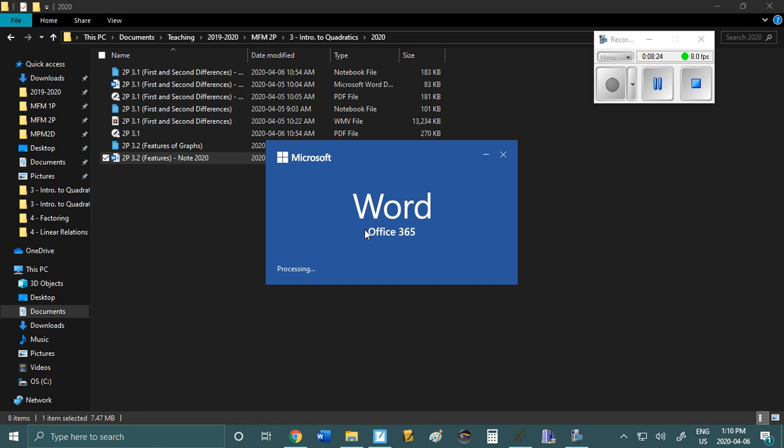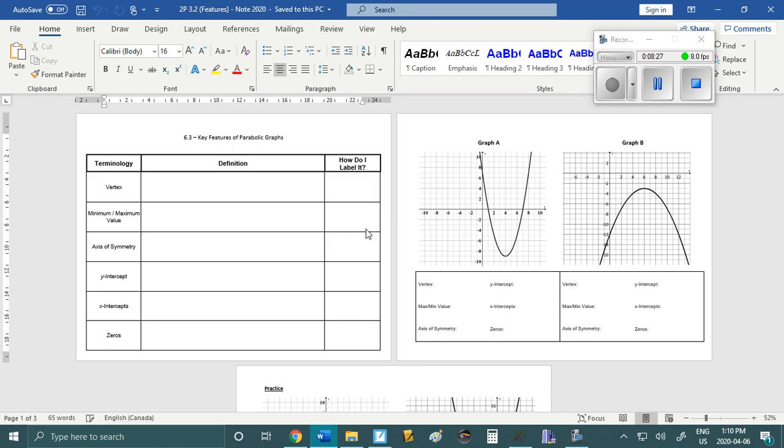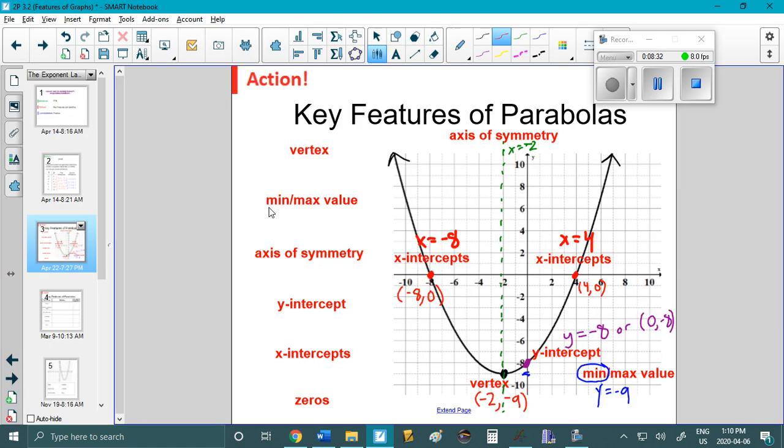Now in terms of your handout for today, I'm just going to open it up here. Okay, so we haven't got to this part yet. This is just an intro piece, so don't worry, you're just watching and following along so far.